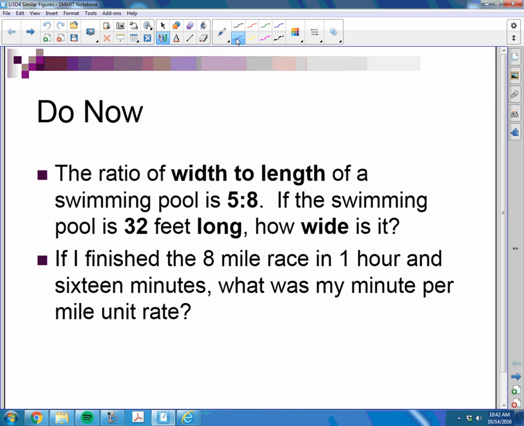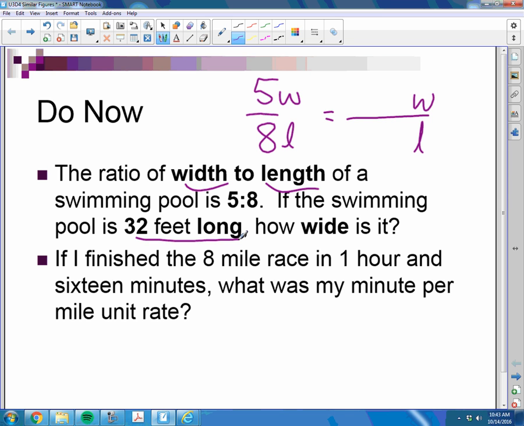It says the ratio of width to length of a swimming pool is 5 to 8. So we know that 5 to 8 is the ratio that they give us. And they also gave us the order that we need to consider when we are writing that proportion. Now remember, the most important thing about proportions is genuinely the setup. You must make sure that everything corresponds to the right thing. In this case, we're going to end up with width over length on the right side as well. Then it says if the swimming pool is 32 feet long, so where does 32 go? On the bottom. How wide is it? And now we're good to go.